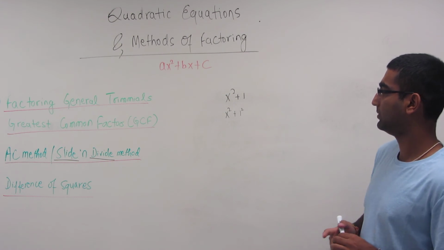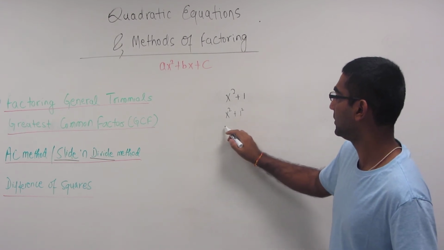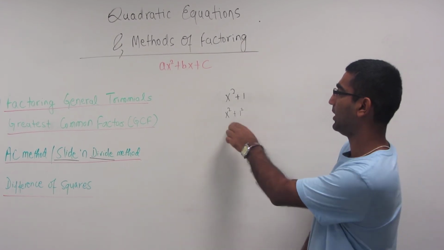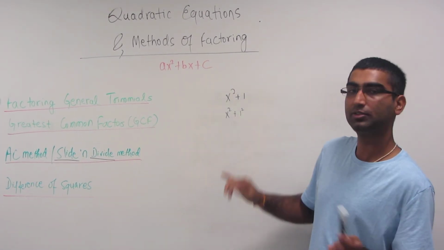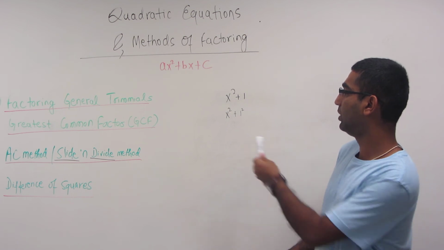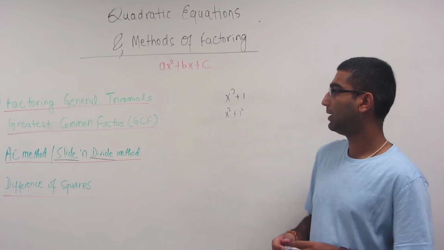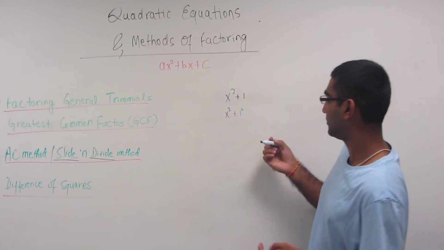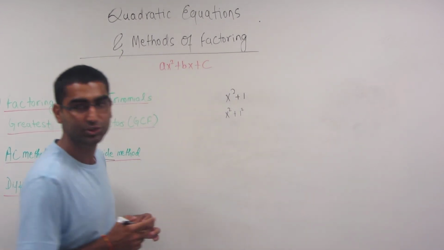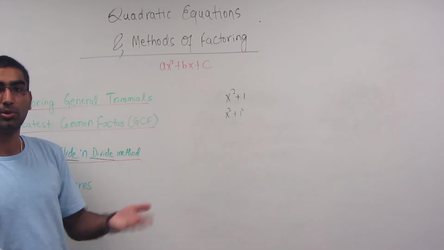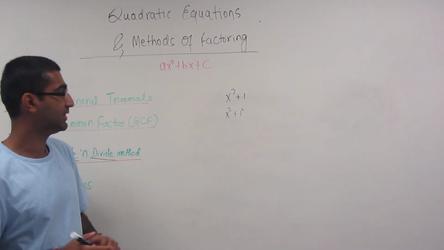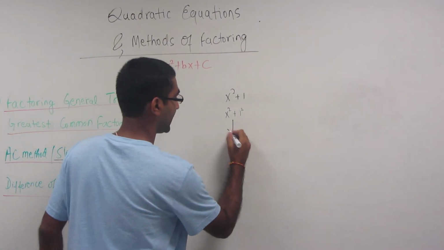But there is no such thing as a factor of a sum of squares. The difference of squares has a formula. There is no formula, or there is no way to factor this. One of the reasons that I chose this example was to show you that not all quadratic equations can be factored, and this is one of them. This cannot be factored.